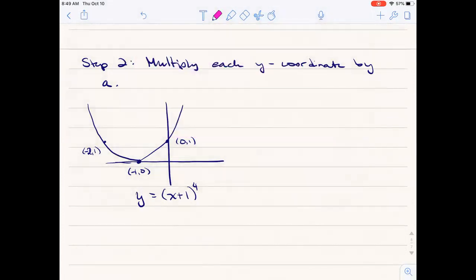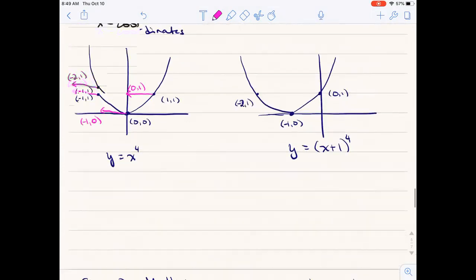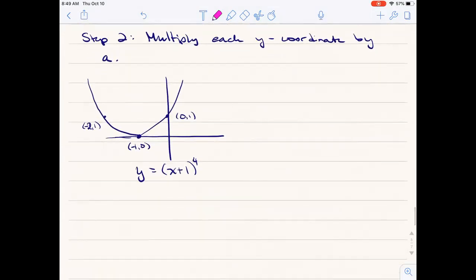So if we're just looking at the y coordinates, now we have to multiply by, what was it, negative 2, I think. So each of our y coordinates, 1, 0, and 1, have to be multiplied by negative 2. The x's stay the same. And so now we're going to have negative 2, and then 1 times negative 2 puts us at negative 2, so that's going to be a negative 2, negative 2.